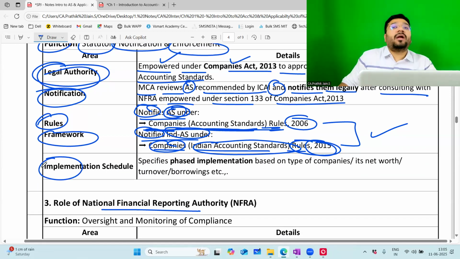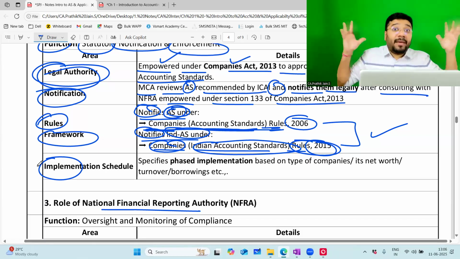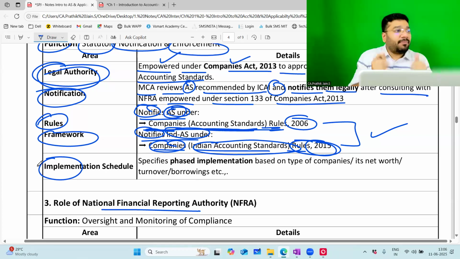Implementation. MCA did not implement this overnight. They implemented this in a phased manner. In the first phase, they implemented this on certain companies. Example, any company whose turnover is more than 500 crores, you follow Ind AS. Like that, in a phased manner, they implemented. So first they tried to implement Ind AS on the big companies, then on medium companies, small companies, then micro companies. Are you able to follow? Like that, in a phased manner, the accounting standards and Ind AS were made applicable.